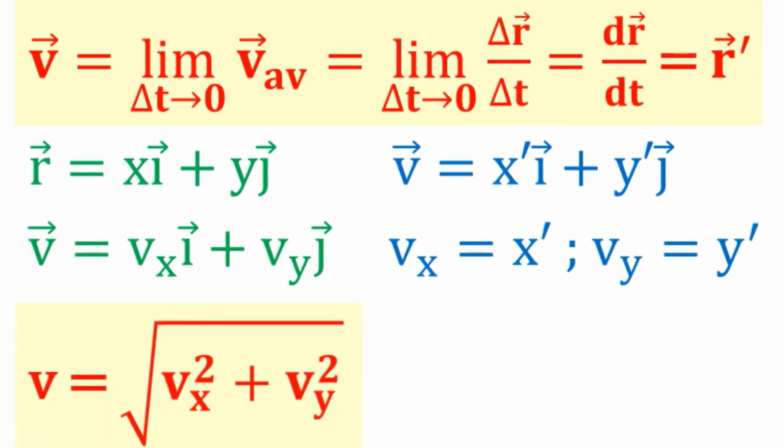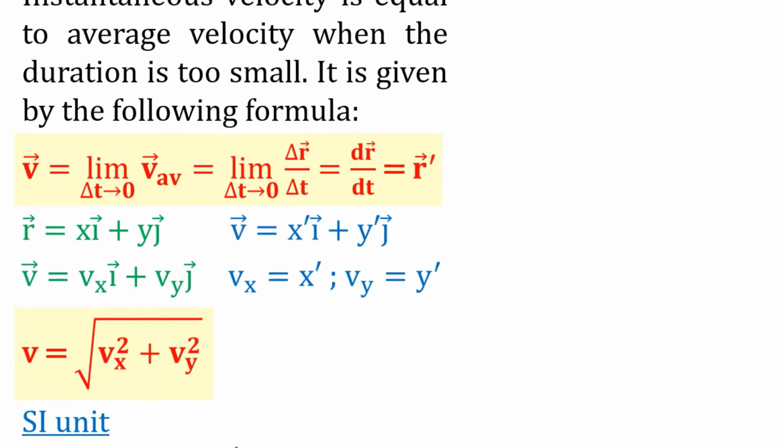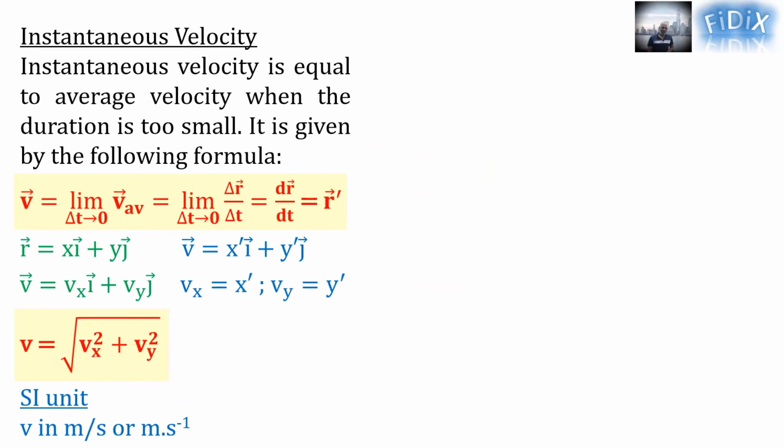And as for any other vector, the magnitude of the instantaneous velocity, also called instantaneous speed, is given by the square root of the sum of its squared components and is expressed in meters per second in the International System of Units.